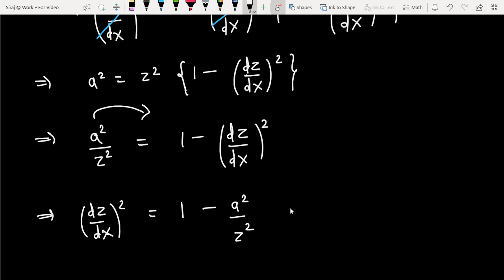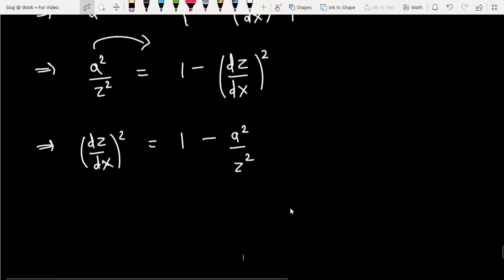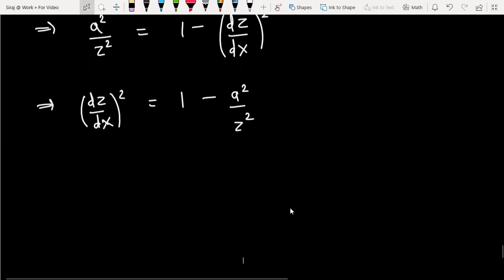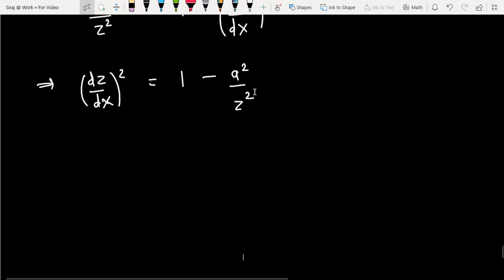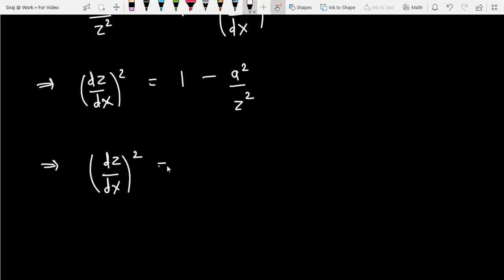So again, if you simplify it, we got the value of dz by dx bracket square, but हमें सिर्फ dz by dx चाहिए, bracket square को भी हमें रिमूव करना है. So before taking square root of this equation, first simplify the right hand side. dz by dx whole square on left hand side as it is, right hand side को अगर क्रॉस मल्टीप्लाई किया तो ये हो जाएगा z square minus a square upon z square. Now take the square root of this equation.